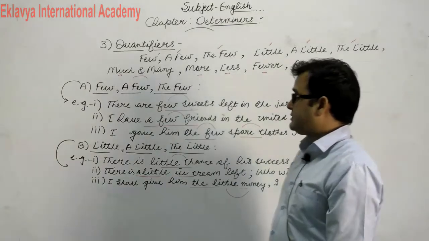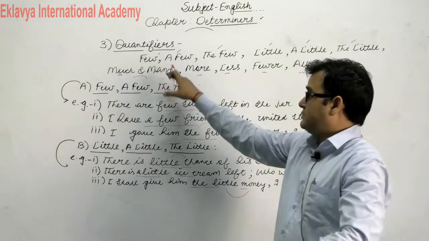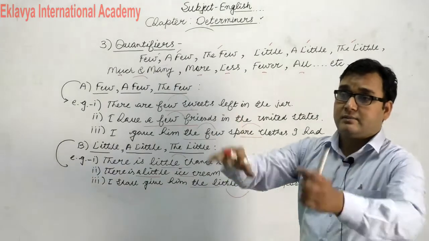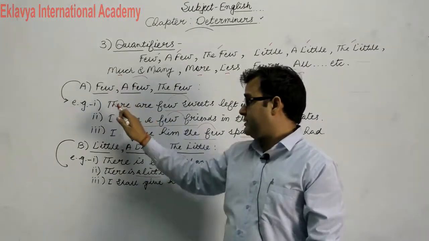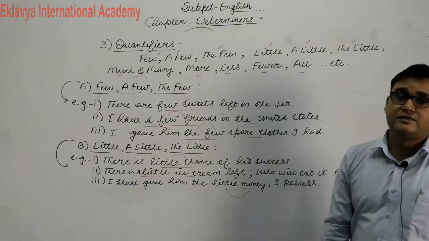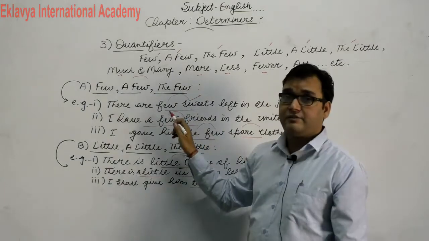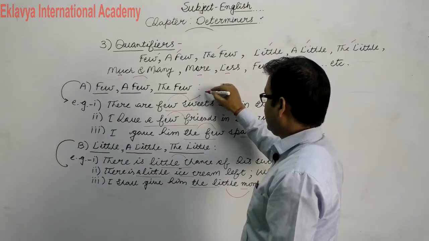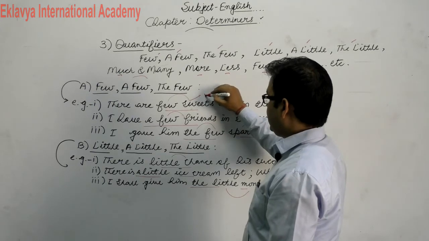Okay, let's have these points one by one here. These words will play a role of determiners in a sentence, and as far as determiners are concerned, determiners play a role of adjective in a sentence. So few, a few, the few. Let's have: there are few sweets left in the jar. There are few sweets left in the jar, and the meaning of few here, when we speak about only few, it has a negative meaning.